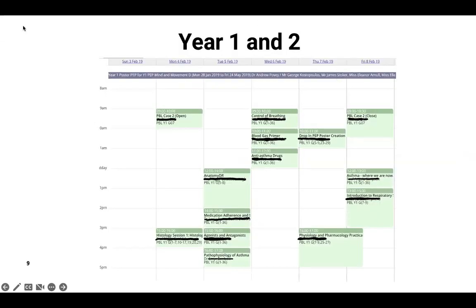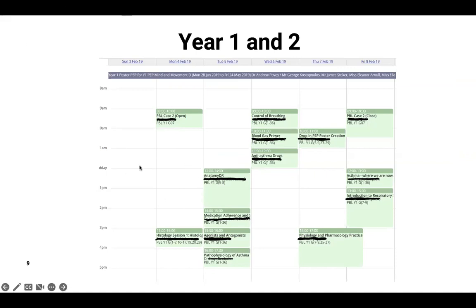Okay, so this is a timetable. This presentation wasn't made by me, it was made by somebody else, but it roughly follows the same pattern as Bristol. This was someone from University of Manchester. She's another tutor on 6Med. So this is what her timetable looks like.